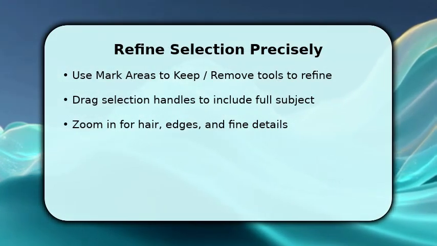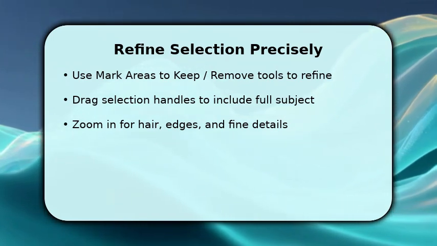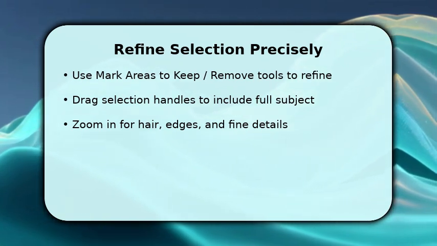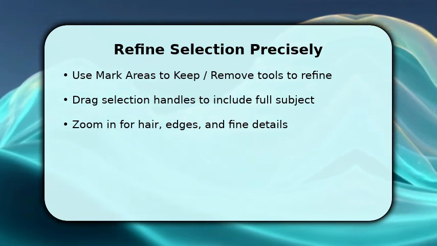Now refine the mask. Use Mark Areas to Keep and Mark Areas to Remove to tell PowerPoint what should stay or go. Click and draw short lines on problem spots. Once done, zoom in and use the selection handles to include fingers, hair, or object edges.